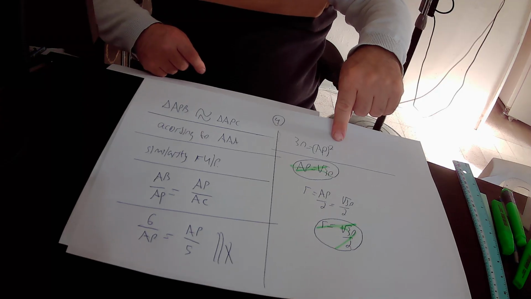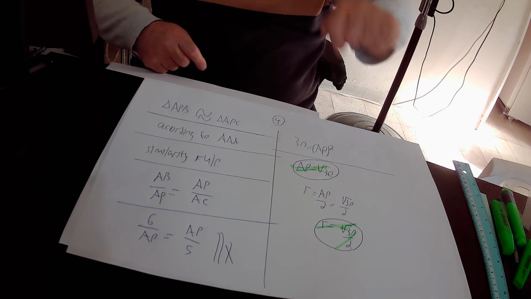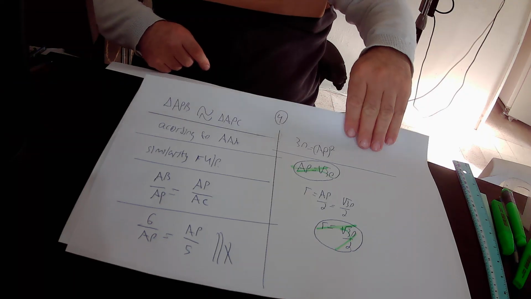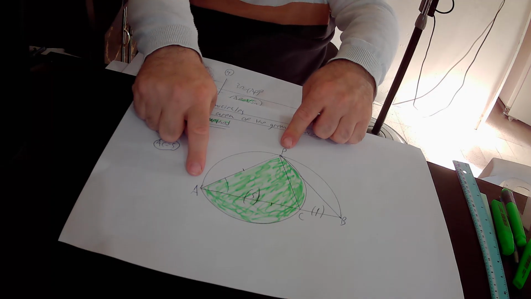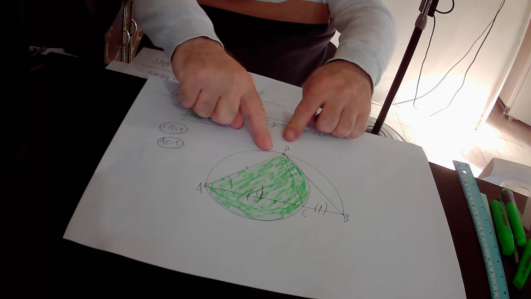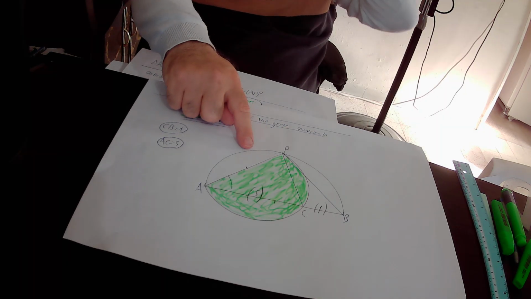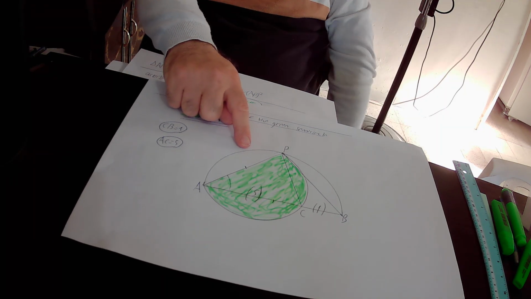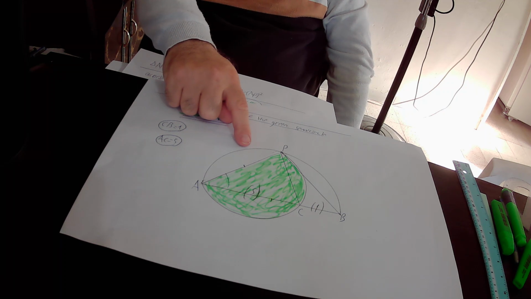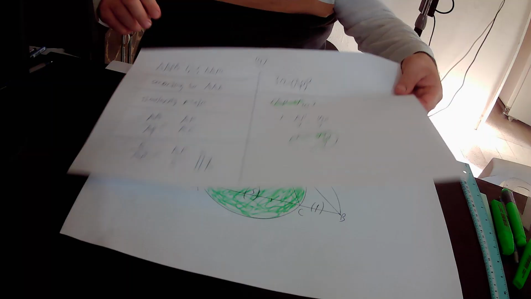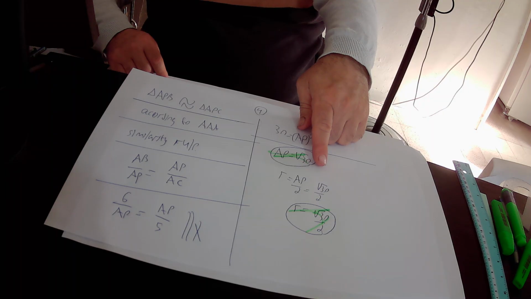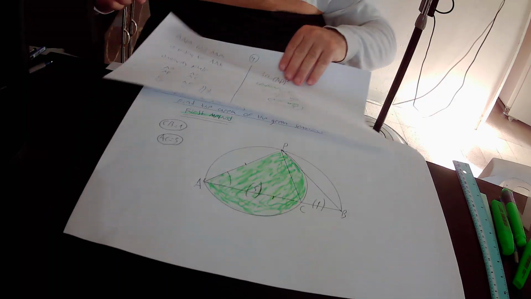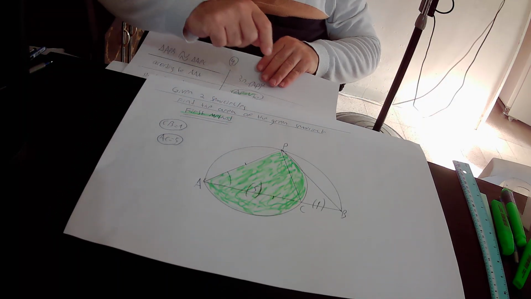We solve this equation, and I found out that the missing side AP equals the square root of 30 units in length. AP is the diameter of this green semicircle, and therefore the radius must be equal to half of it. The radius R equals AP over 2, so the radius R must be equal to the square root of 30 over 2. Again, the radius of this green semicircle equals the square root of 30 over 2.